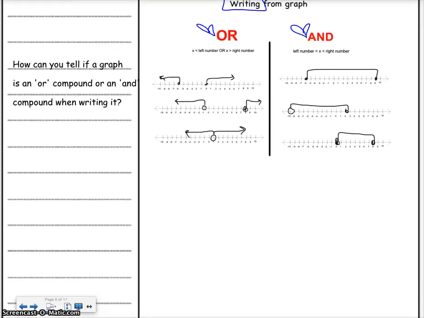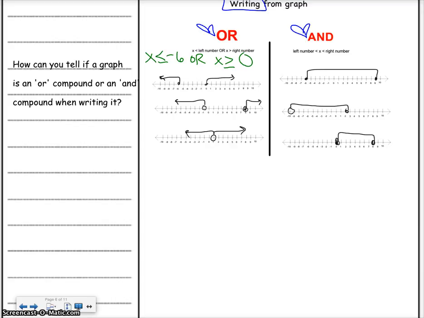So looking at this first situation here, I should always start with X is less than for an or statement. X is less than what? What is this? 3, 4, 5, 6. That's -6, and it's colored in. So it's X is less than or equal to -6, or X is bigger. What's this? 0, bigger than or equal, because it's colored in, to 0.